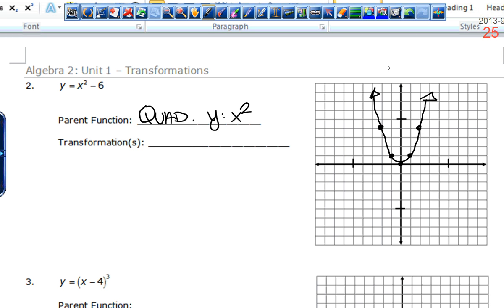Okay, transformations. If I got that -6 on the outside, it's not in parentheses, it's on the outside there. What does that tell me I'm going to do? Good, Harry, I'm going to go down 6. So I'm taking each point that I just graphed, and I'm going to go down 6 y values. So instead of being at 0, 0, now it's going to be at 0, -6.